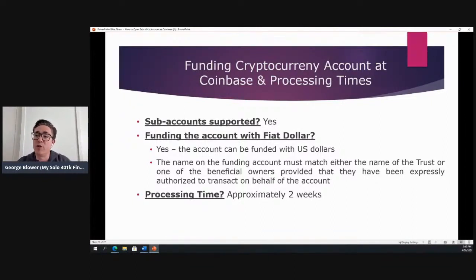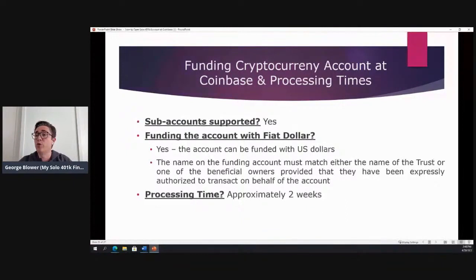So if they both want to invest their funds or some of their funds in cryptocurrency at Coinbase, then they would each need a separate account. So one account in the name of the plan and the EIN of the plan for the benefit of the husband, a second account in the name of the plan for the benefit of the wife. And then the husband would transfer funds from his sub-account at the bank to the account at the exchange. And likewise, the wife would transfer funds from her sub-account at the bank to the account at the Coinbase exchange.